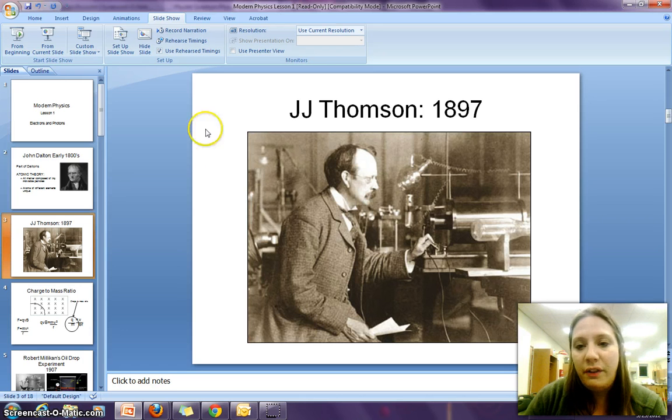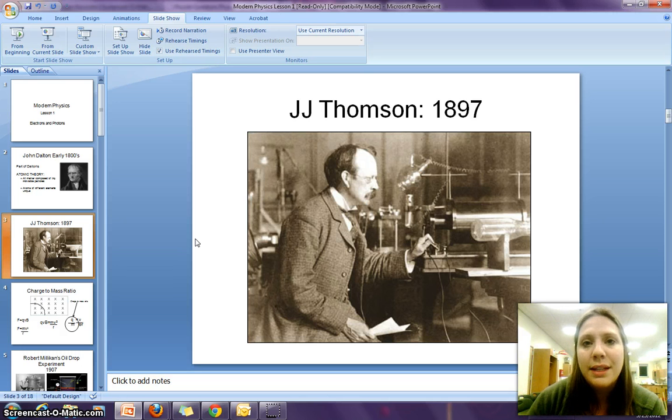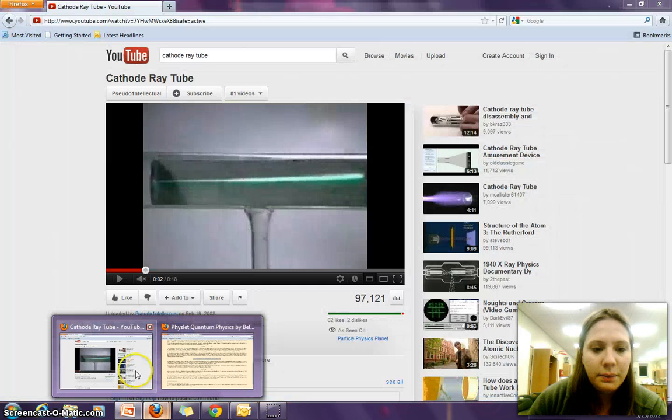And this is a picture of him here with his apparatus that he did some of his research with. So a cathode ray tube is essentially a glass tube that has an electrical source on either side of it. And you pull all the air out and create sort of a vacuum chamber inside of the tube. And when you turn on the electrical source, you get a ray of fluorescent light that is passing through the tube. So let's kind of look at a video here.